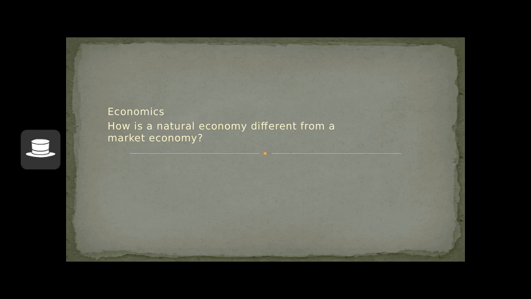If you think about what economics is, it is the study of production, distribution, and consumption of goods and services. And so, what does that mean exactly? Well, production is what is produced and how is it produced.